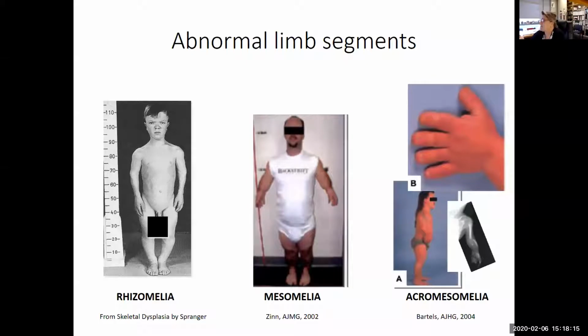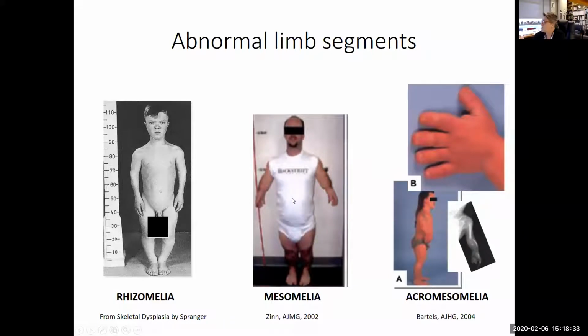Abnormal limb segments, this matters very much. Which part of the bones may be affected? In the individual over here on the left, someone with achondroplasia, they have rhizomelia. The root of the limb itself, rhiza meaning root, is shortened.